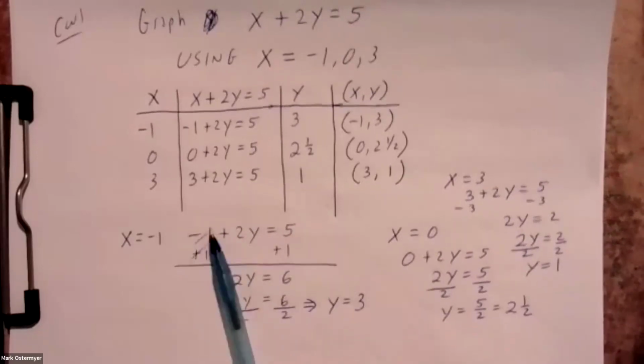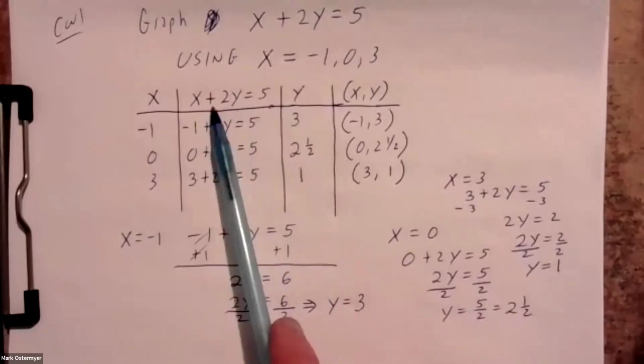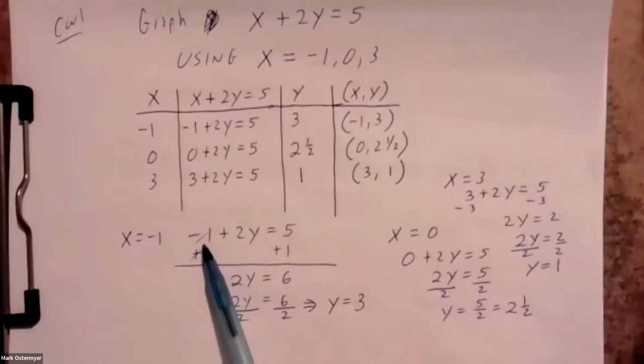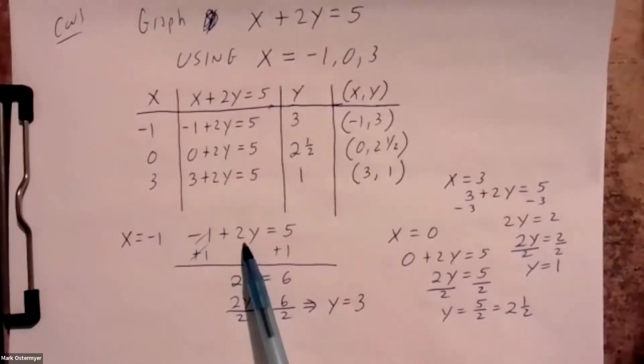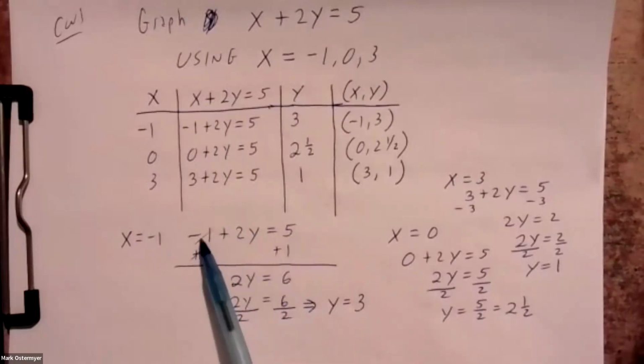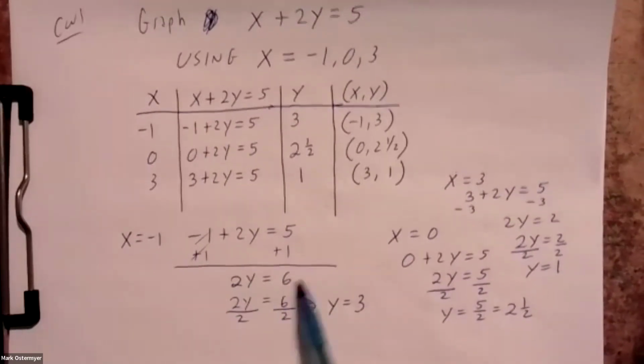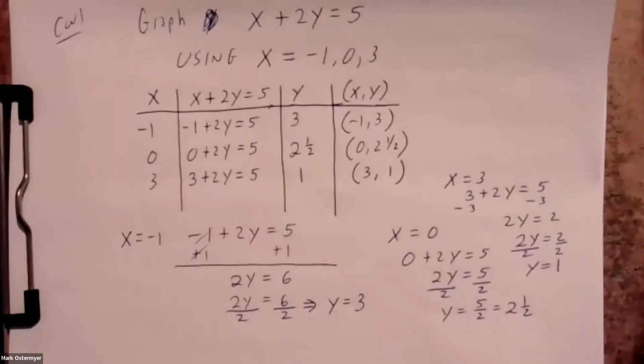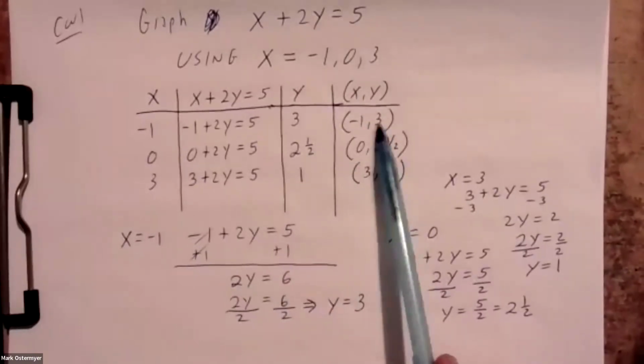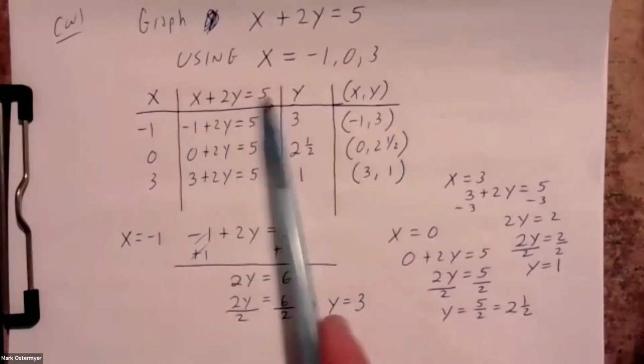So when x is -1, put -1 in for x right here. Then to get y by itself, you have to move the -1 over to the right side by adding 1 to both sides. And then to get y by itself, you have to get rid of this factor of 2 that's being multiplied by y by dividing both sides by 2. And you get y is equal to 3. -1, 3 would be one ordered pair solution to this linear equation in x and y.